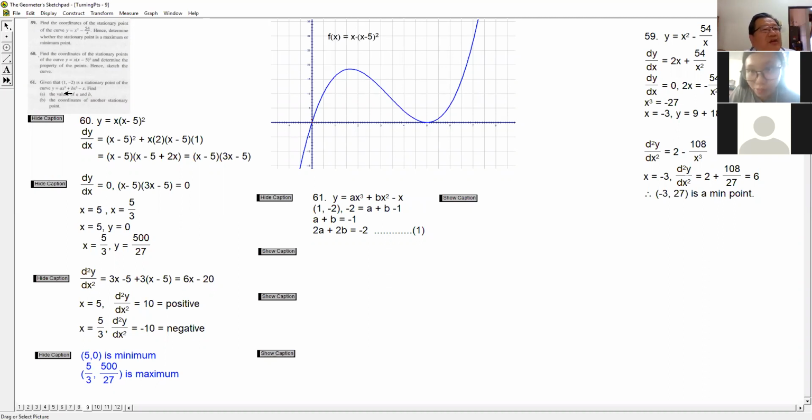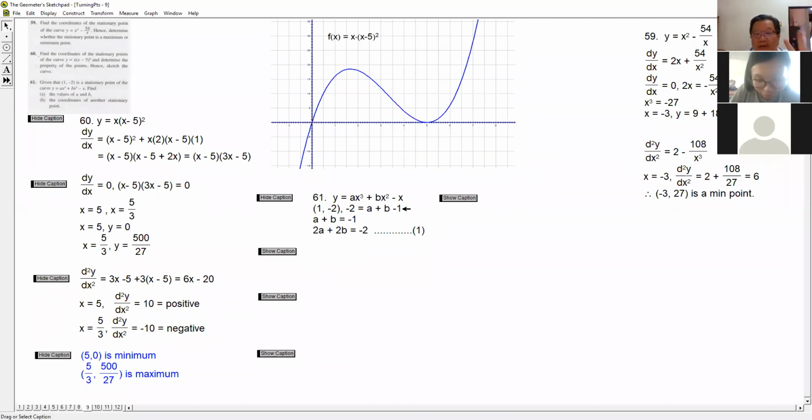There is an equation, and this equation has 2 unknowns, A and B. And you are given how many points? You are only given 1 point, the stationary point. So how to get 2 equations from 1 point? Okay, never mind. The simplest one will be you substitute the point into this equation to form one equation.